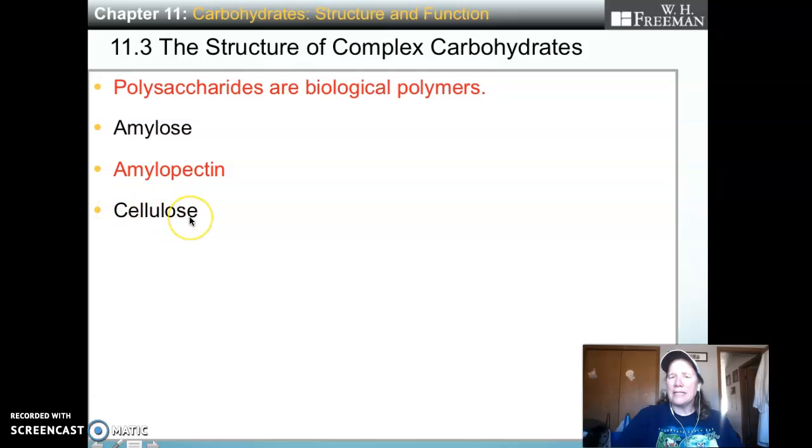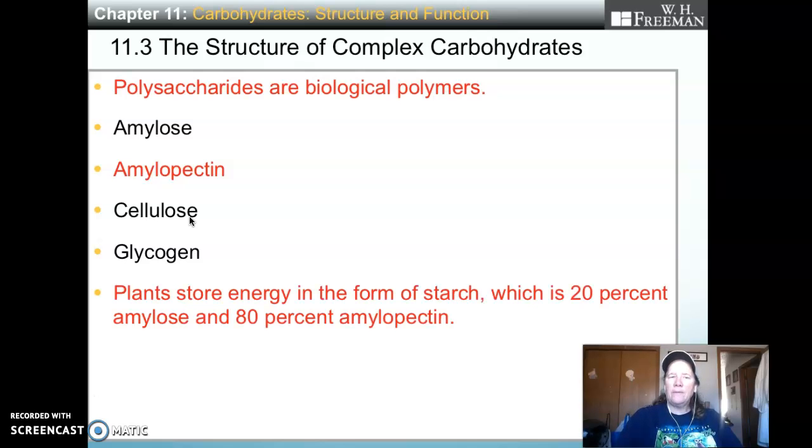Cellulose comes from plants. It's their strengthening structure, the cell walls that they stick together so that they can stand tall. That's what cellulose is. Okay, glycogen is the way we store our glucose, instead of as starch. That's what plants do. We store it as glycogen. We store it in our muscles and in our liver. Plants store energy in the form of starch. About 20% of that starch is amylose, and the other 80% is amylopectin.